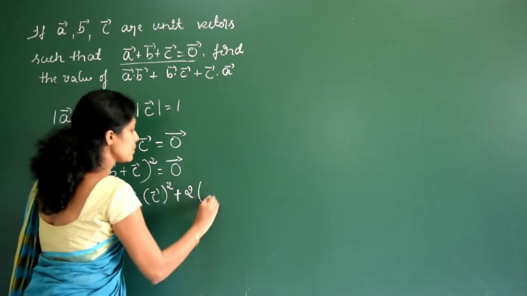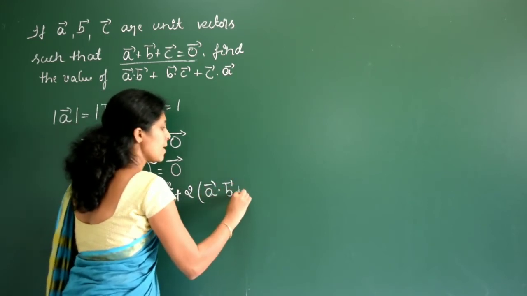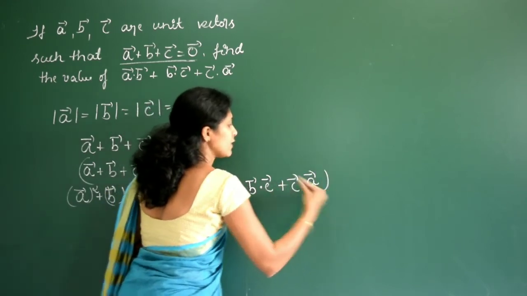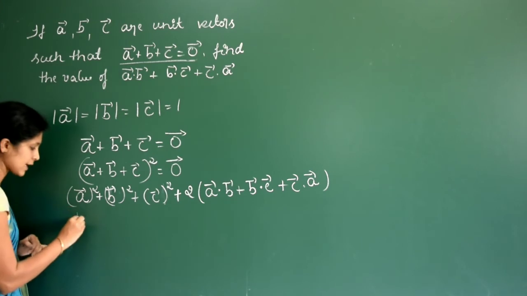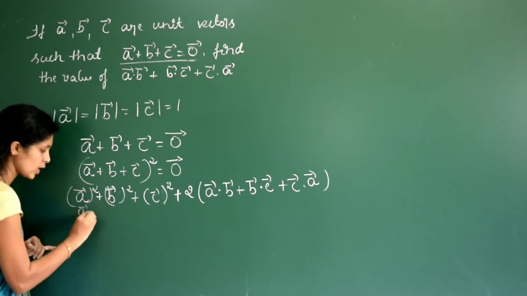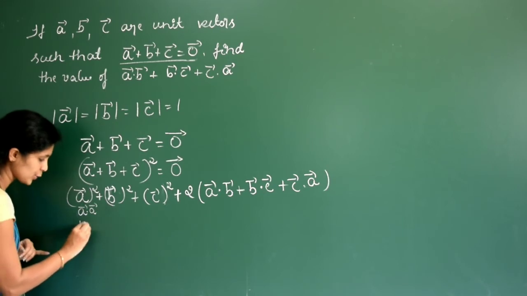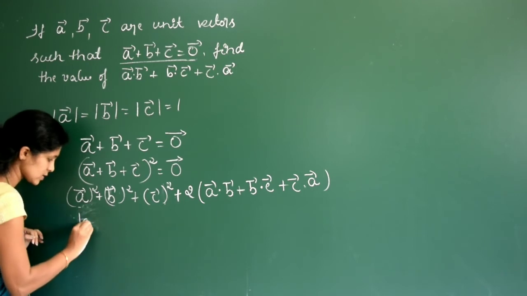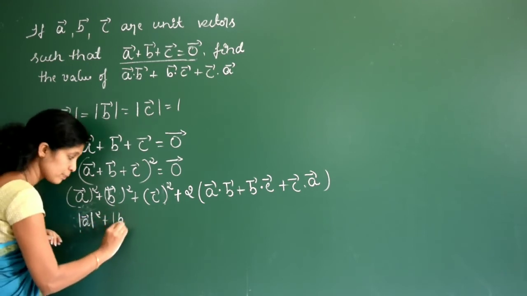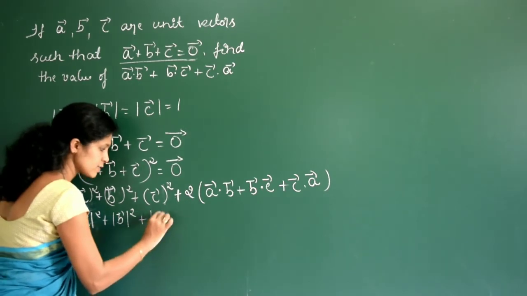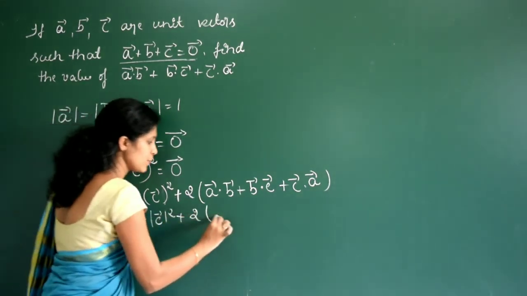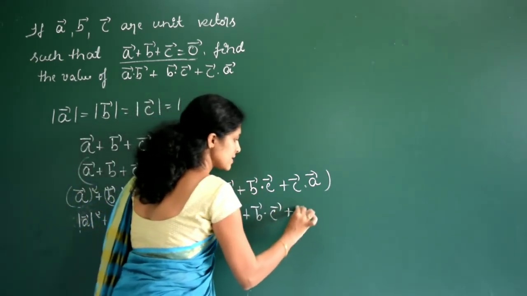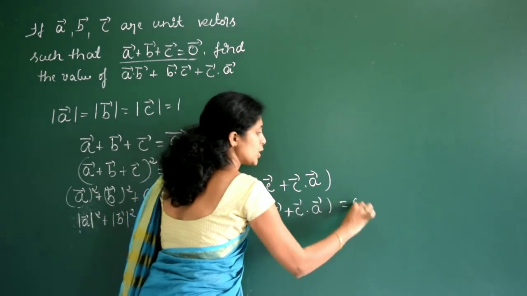Plus 2 into a vector dot b vector plus b vector dot c vector plus c vector dot a vector. So, a vector square is nothing but magnitude of a vector square, since I can write a vector dot a vector. Clear? Directly I will substitute here. So this is magnitude of a vector square, magnitude of b vector square, and magnitude of c vector square, plus 2 into a vector dot b vector plus b vector dot c vector plus c vector dot a vector, is equal to 0.